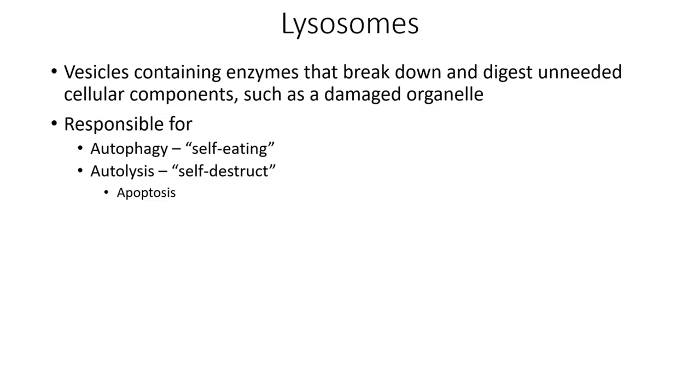Lysosomes are responsible for two processes, autophagy and autolysis. So autophagy is self-eating, so a cell will basically eat similar cells, or it can kind of eat itself in ways. Autolysis is essentially self-destruction, so the cell will burst itself apart. Subtype of this is apoptosis.